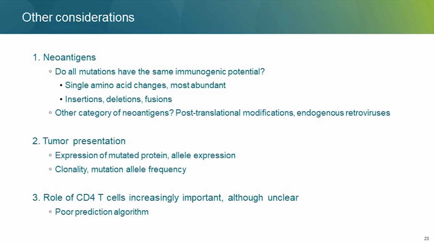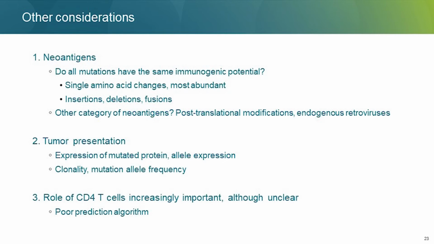So we have been focusing mainly on single amino acid changes because they are the most abundant. But I think it will also be interesting to look at other types of mutations, such as insertions, deletions, or fusions, that may be more disruptive, more different from the self, and they may be more likely immunogenic. There are also other categories of neoantigens that we should look at, potential post-translational modifications that could alter recognition of the TCR for these peptides.